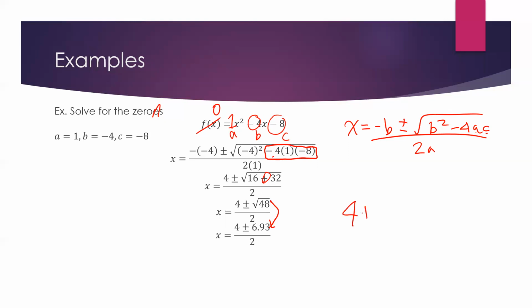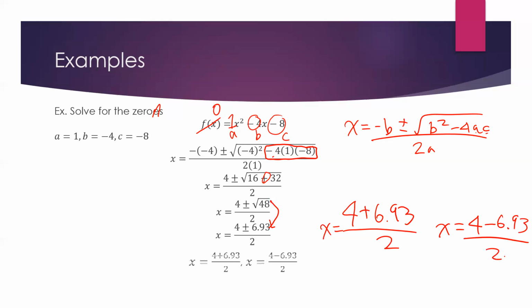The first possible answer is that I add the square root and divide by 2. And then the other possible answer is that I subtract the square root and then divide by 2. Okay, so there are my two possible answers. And I do the math, and it ends up being 5.465 and negative 1.465. So those are my two zeros.